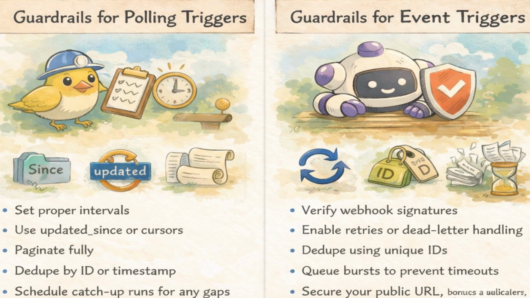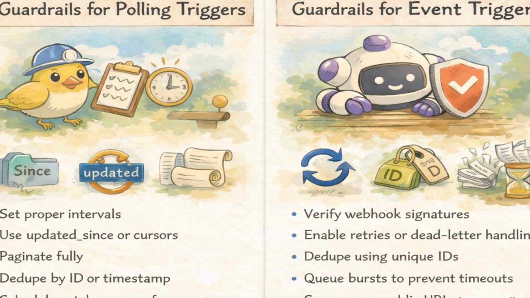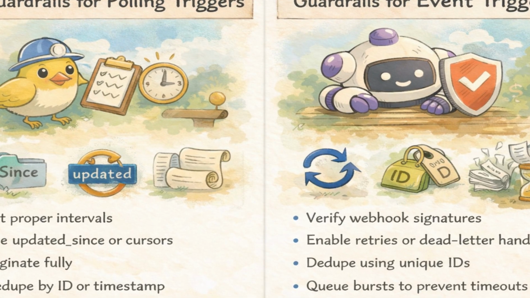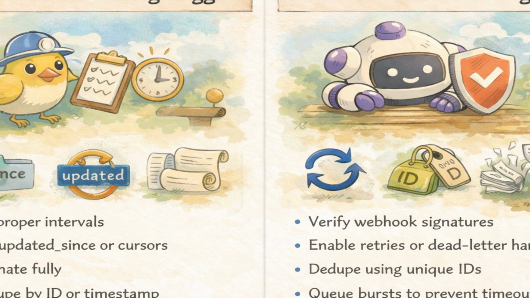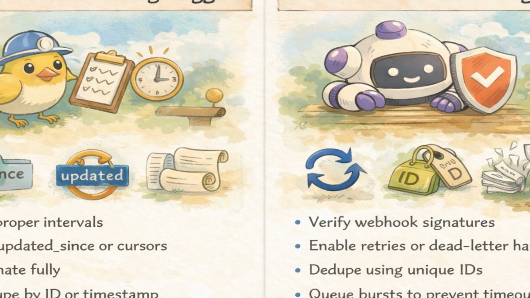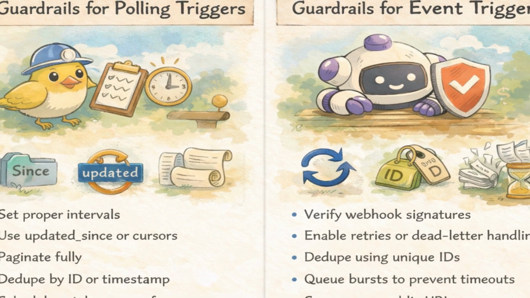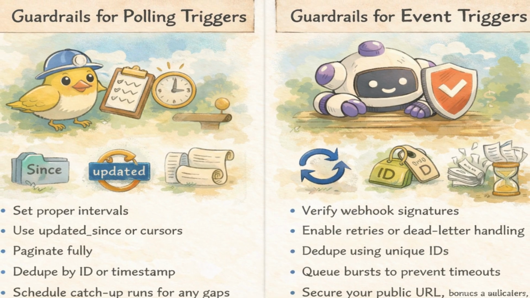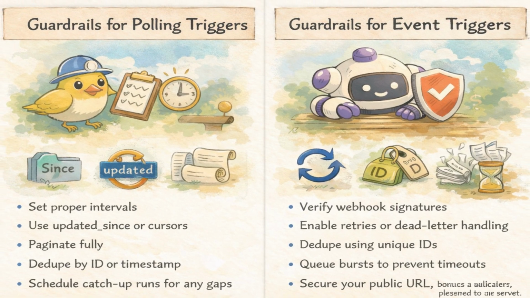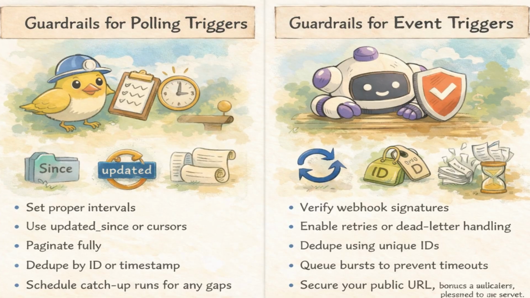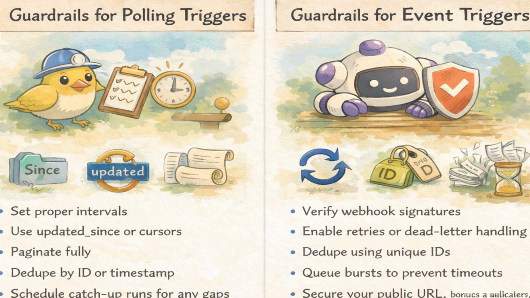Now for polling triggers, the guardrails are a little different. Start with the interval. Set it carefully. If it is too frequent, you waste operations and may hit limits. If it is too slow, the data arrives late. Then, use fields like updated_since or cursors wherever the app supports them. That way, you only pull what is new instead of reading the same records again and again.